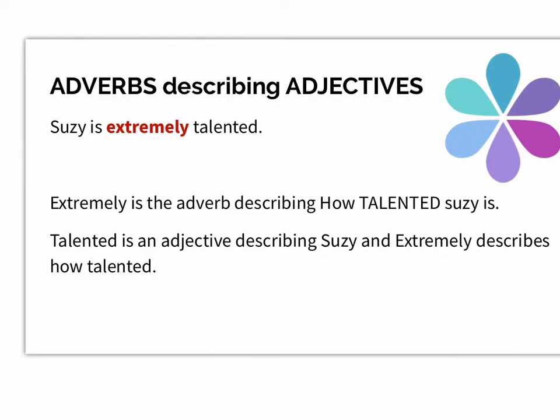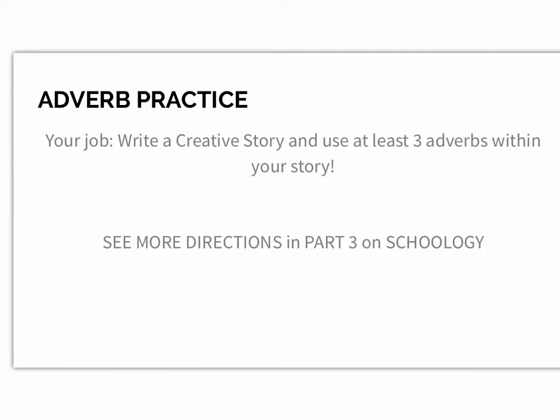Okay, so now let's get into what you're going to do for your assignment. Your job is to write a creative story. When you look at the directions in Part 3 on Schoology, it's going to tell you 1 to 2 paragraphs. 1 paragraph, 1 short little story is totally fine. It does not have to be something huge or long. Just create a small little story, a small little scenario of some kind, and you need to use 3 adverbs within your story that you create. Okay, and you need to underline them so that I can see them and they stand out.